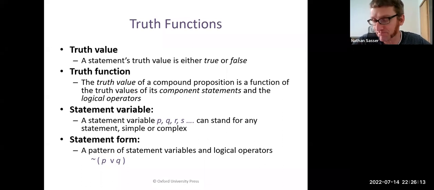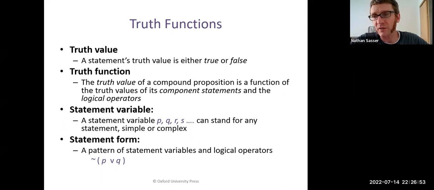Now, when we talk about a truth function, here's what we mean. When you have a compound statement, which involves simple statements brought together by logical operators, the truth value of the whole compound proposition, whether it's true or false, is a function of the truth values of the simple statements that it's made out of and the logical operators. So truth functionality means the truth value of a compound proposition is a function of the truth values of the component statements and the logical operators.